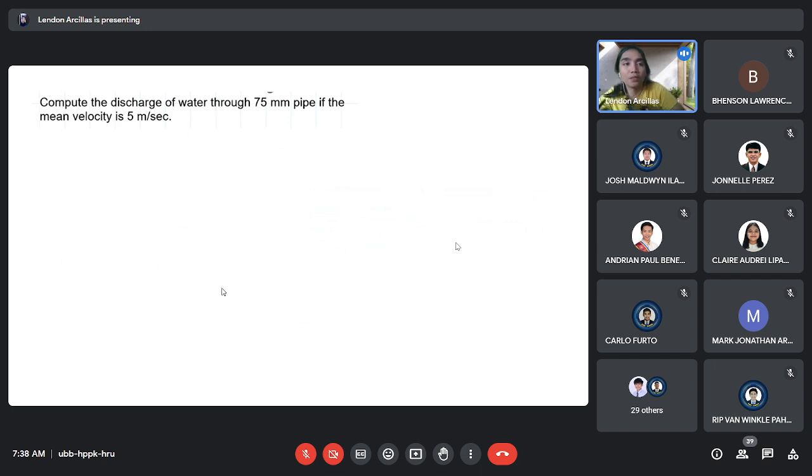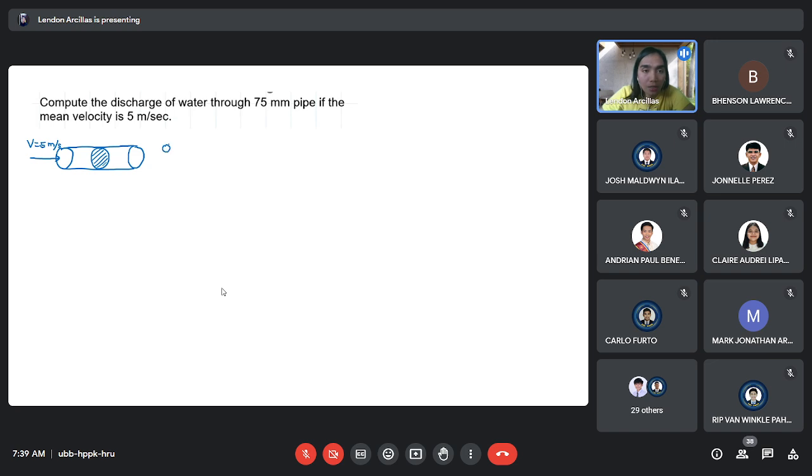So let's have an example first. Let's compute the discharge of water through a 75 mm pipe if the mean velocity is 5 m/s. So as you can see, we are solving pipe, and since pipe is a circular or cylindrical shape, therefore our cross-sectional area is circular. So there is water flowing at a velocity equal to 5 m/s. So again, ang kanyang papasukan na shape is circle or the cross-sectional area.